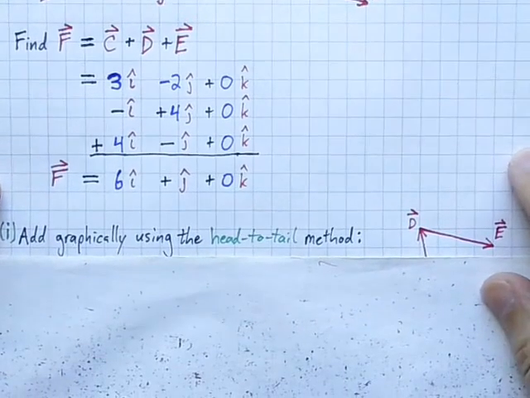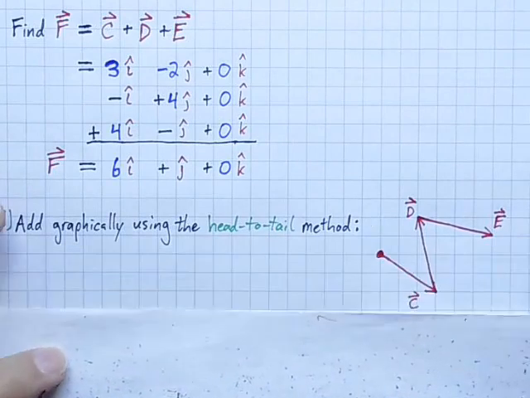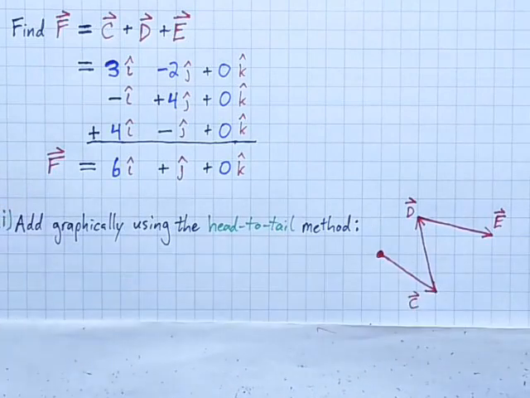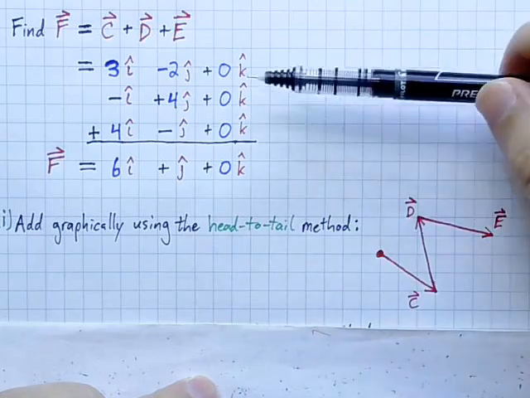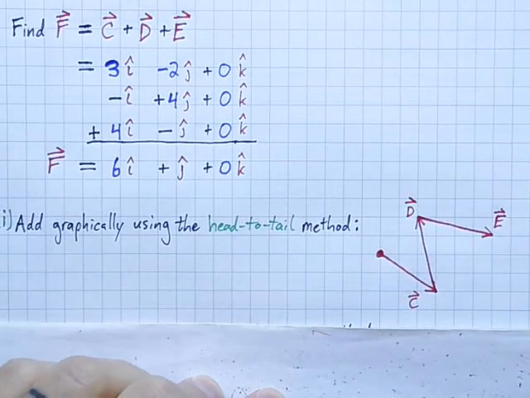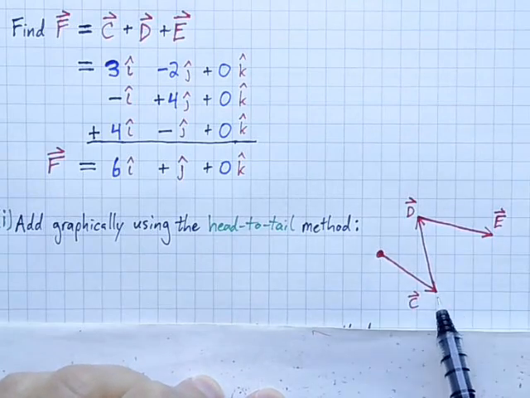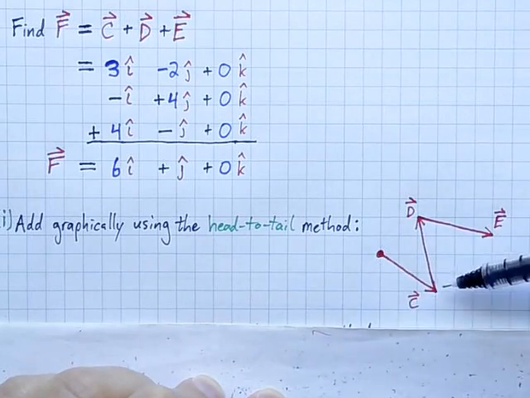We can add graphically using two different methods. First, the head to tail method. You can add any number of vectors together with this head to tail method. Here we have three vectors to add, C plus D plus E. Here's how you do it. You start by drawing one of the vectors and then take another one. So I drew C, then take D and draw D with the tail of D at the head of C.